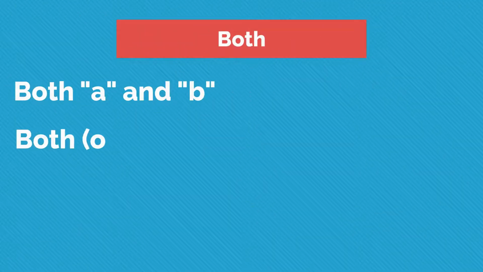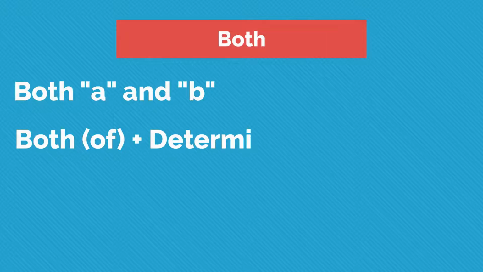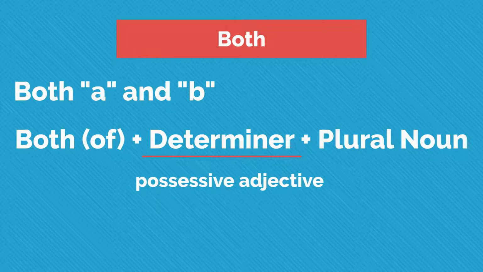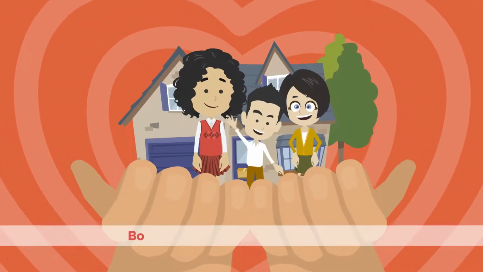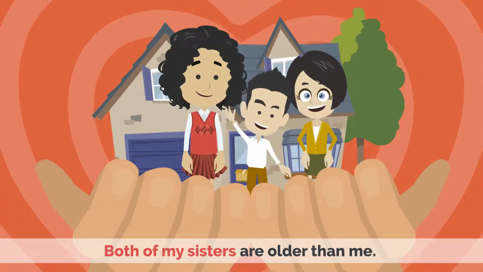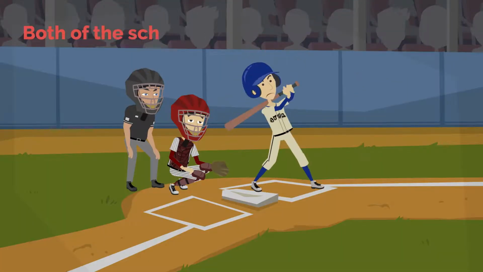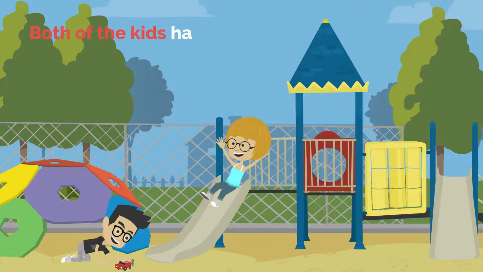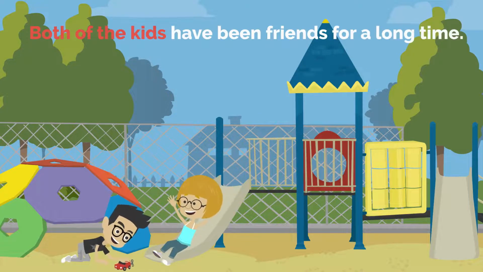Both of plus determiner plus plural noun. You can use determiners, such as possessive adjectives, with both. For example, both of my sisters are older than me. Both of the schools have been rivals for a long time. Both of the kids have been friends for a long time.